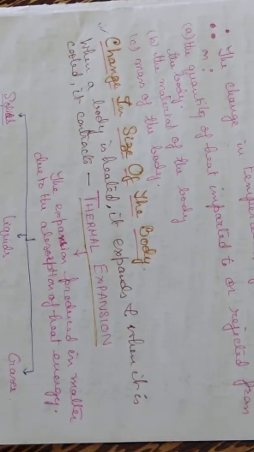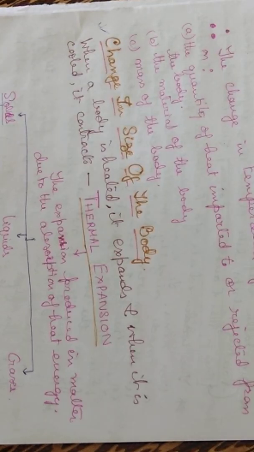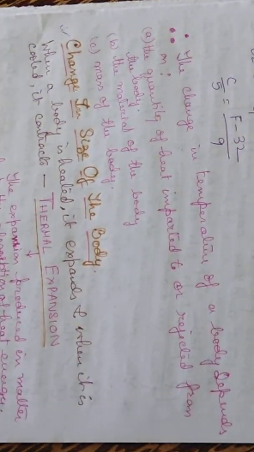I told you that the change in temperature of a body depends on the quantity of the heat imparted to or rejected from the body, how much heat it has taken or given out. The material of the body, what the body whose temperature has to be detected is made up of. And the mass of the body, how heavy the body is. So that depends on the temperature of the body.